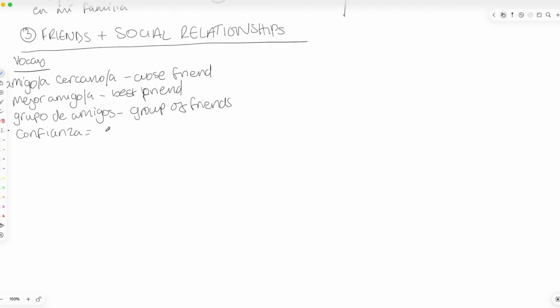And you can also use confianza, which is trust. Another word for trust. You would say things like there is much trust among our group of friends. Our lealtad. Lealtad. Loyalty. Okay.